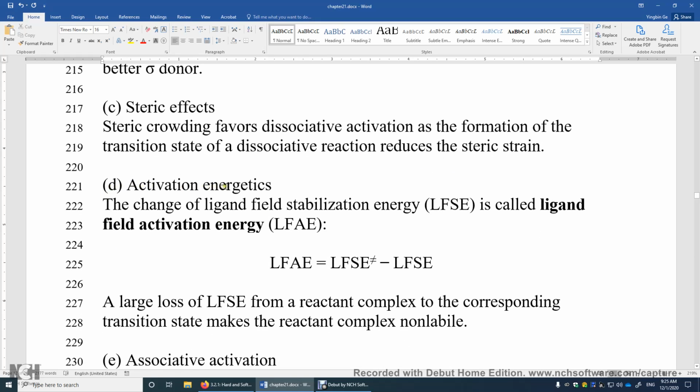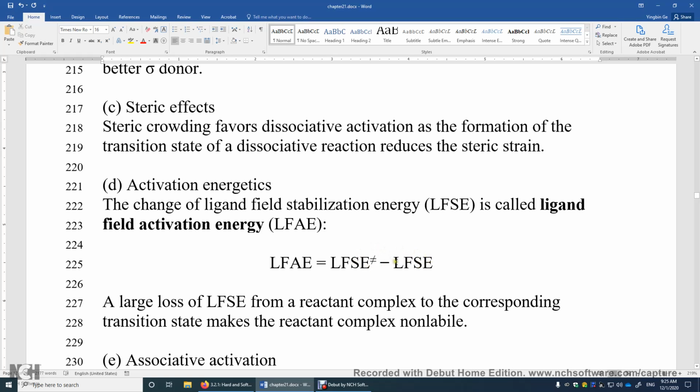Subsection D, activation energetics. If we look at the energy barrier, that's the difference between the energy of the transition state and the energy of the reactants. In the transition state structure, you can also have ligand field stabilization energy. But then we can define this ligand field activation energy. That's the change of the ligand field stabilization energy when the reactants become the transition state.